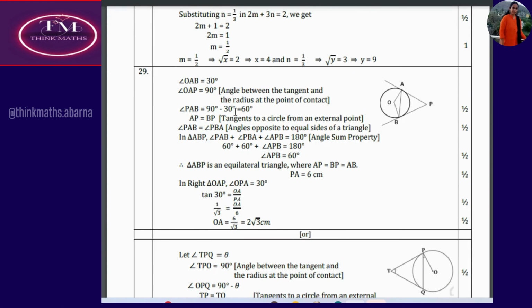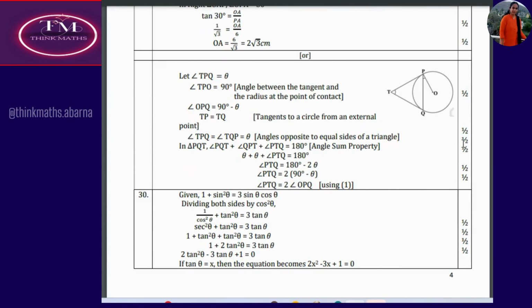Next, in the same way, for the 29th question, the marks are allotted as follows. For these 3 steps, half, and next 3 half, and finding out the angle APB, it is half a mark. Finding out the value of PA, it is half a mark. Then finding out from the triangle, for these 2 steps, you will get half plus half. Then you will get 3 marks.